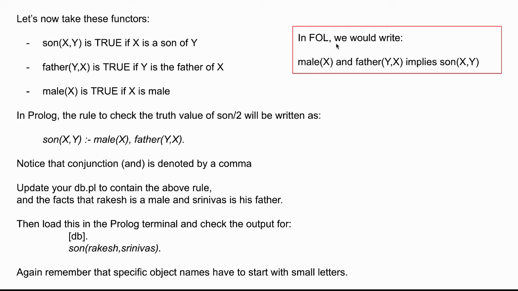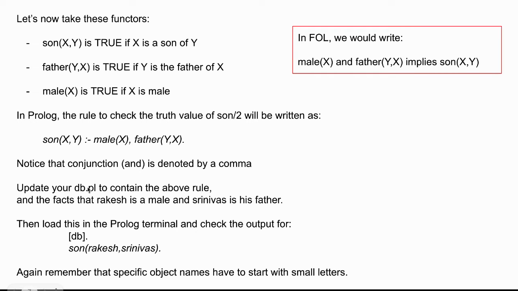Okay. So in first order logic, we would write male of x and father of y comma x would imply that son of x comma y is true. Okay. In Prolog, this gets reversed. So we have to write first son of x comma y, and then we have this symbol which means if, and then you have male of x comma father of y comma x. So what does this mean? If male of x is true and father of y comma x is true, then son of x comma y is true. Okay. So this comma in Prolog refers to conjunction. This is the and symbol in Prolog.